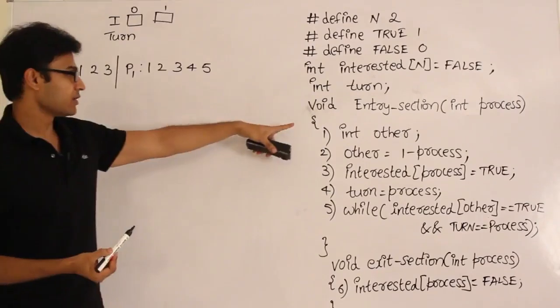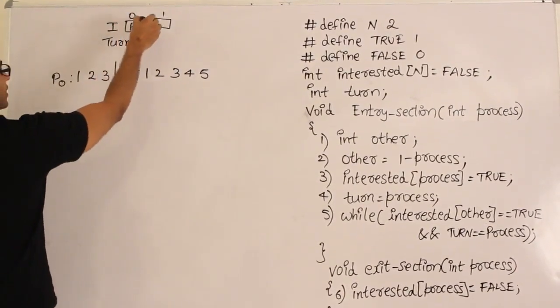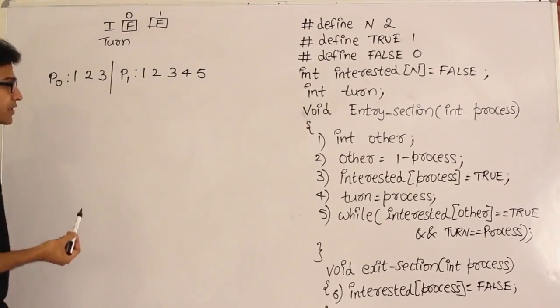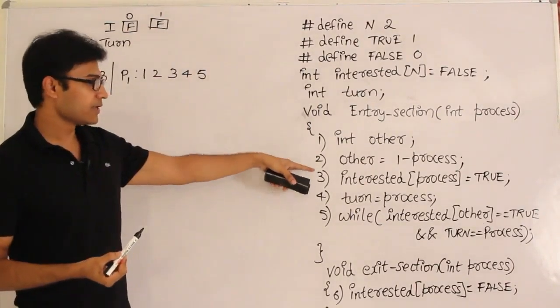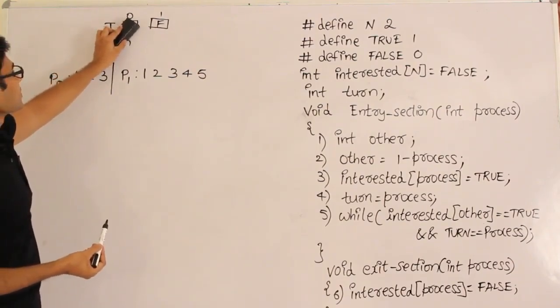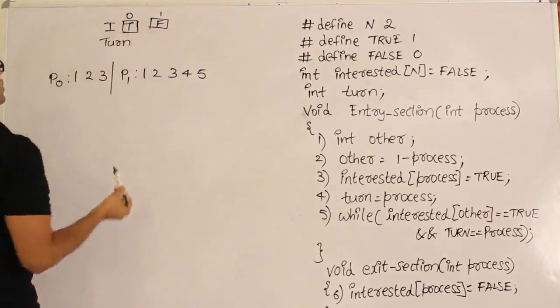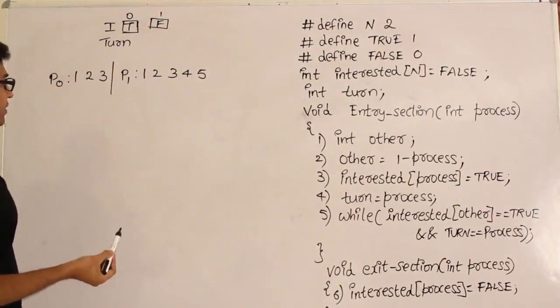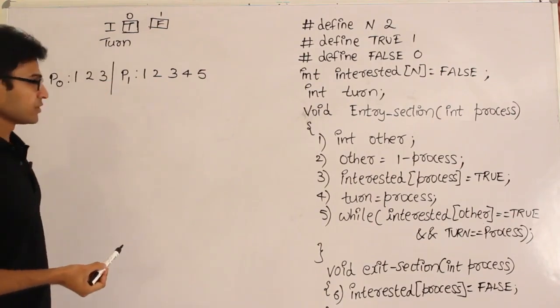Initially these two will be false and false, isn't it? Interested of 0 will be false and interested of 1 will be false. That is the initial state. Now P0 has executed 1, 2 and 3. So what is the third line? It says interested of 0 equal to true, which means P0 has said that it is interested. And what about P1? It hasn't entered yet. And now at this point P0 got preempted, and then P1 came for execution, right?